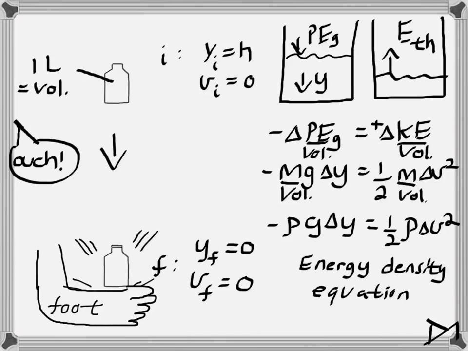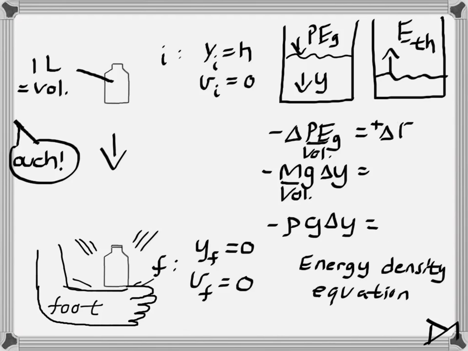So we lump into thermal energy sound, heat, friction, resistance, drag, general losses of energy of all types. So this is the thermal energy that's been gained into your foot from the falling of this bottle. So the loss of gravitational energy is the gain of thermal energy per volume. So it's a gravitational energy density decrease and an increase of thermal energy density.